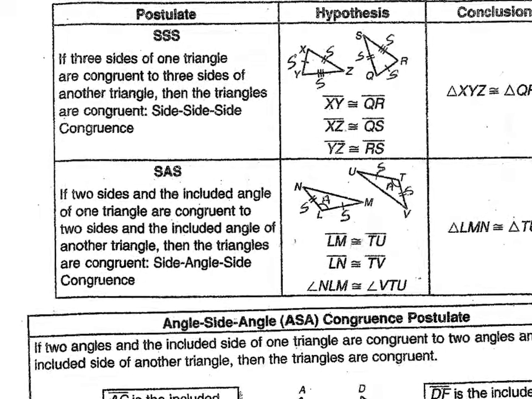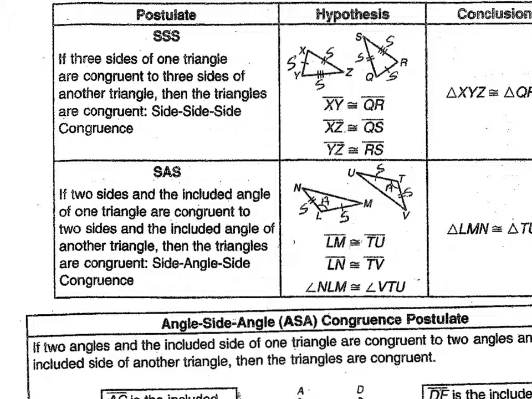a postulate, and the postulate is side, side, side, you have to have 3 sides of one triangle congruent to 3 sides of another triangle. Okay, so it's 3 sides. And here they're listing them. See, if you look at the first statement, which is XY, that has 1 tick mark, that is congruent to QS, and QR, and that has 1 tick mark.